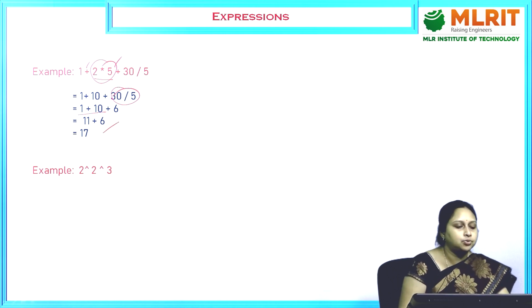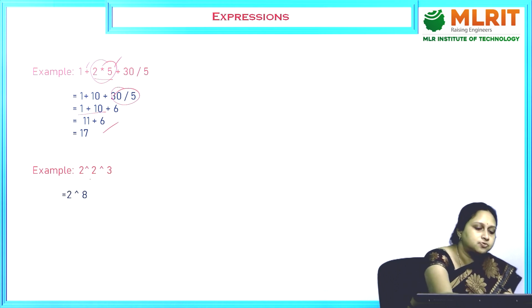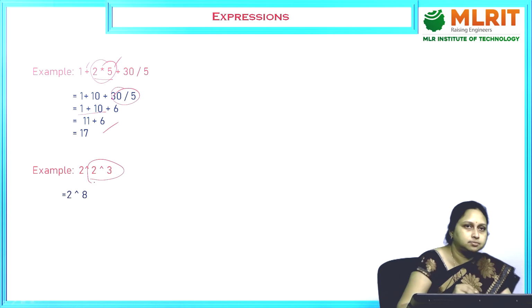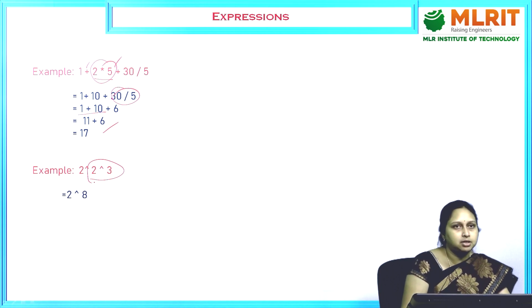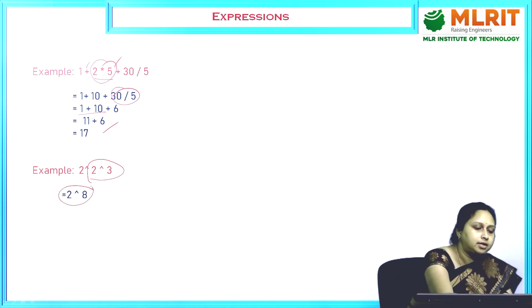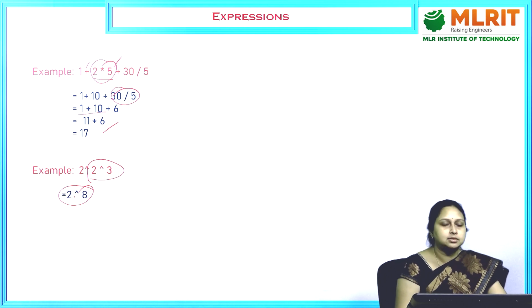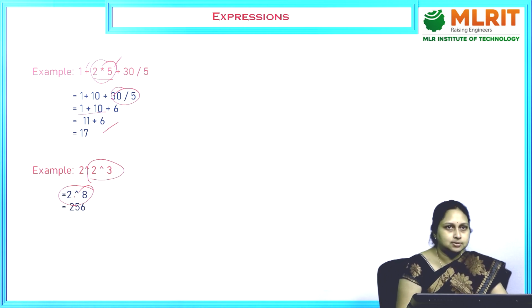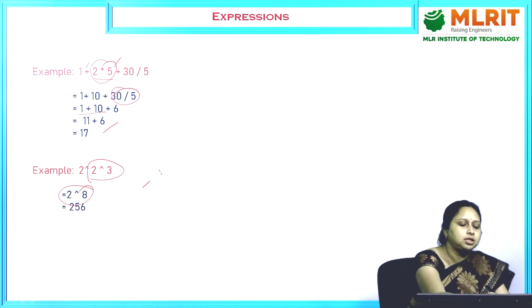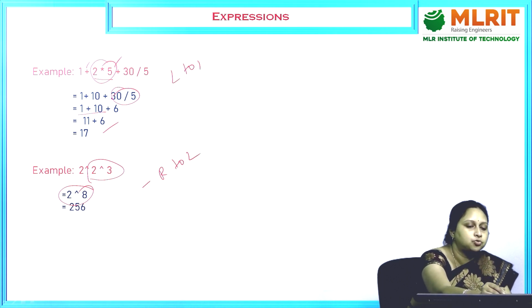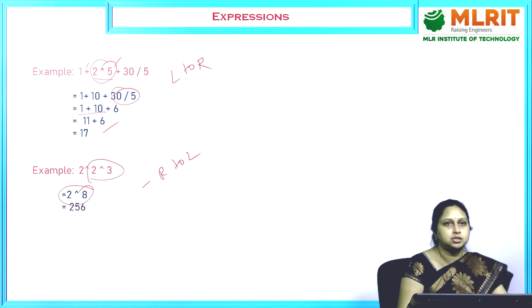Now you have the exponent. Now it will be evaluated from right to left. That means first it will evaluate 2 power 3. 2 power 3 is nothing but 8. Then it will evaluate 2 power 8, which is nothing but 256. Here it follows right to left associativity. Here all the others follow left to right associativity.